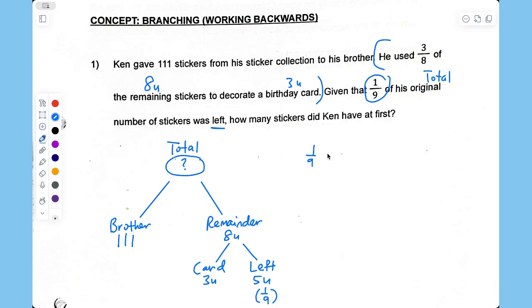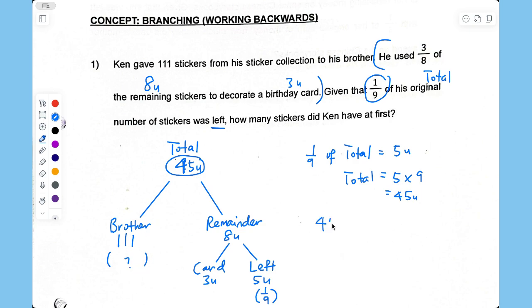So 1/9 of the total stickers is 5 units. So the total stickers, which is 9 out of 9 or 1 whole, will be 5 times 9. That gives us 45 units. Means he has 45 units of stickers at the start. If 45 units is branched out to 111 stickers and 8 units, we can find out how many units is 111 stickers.